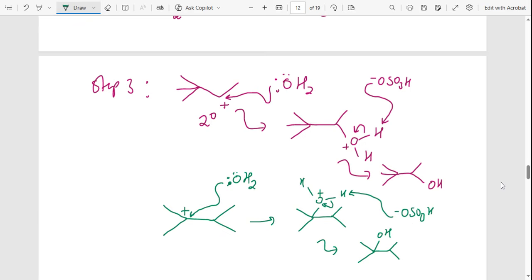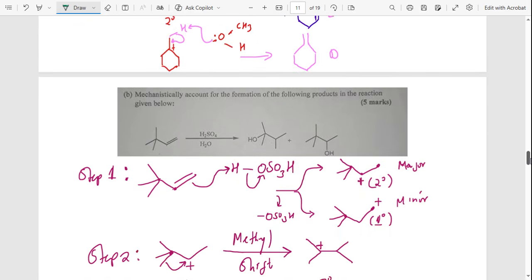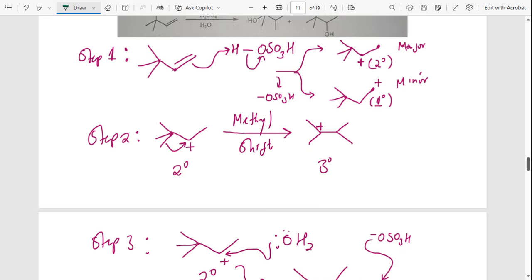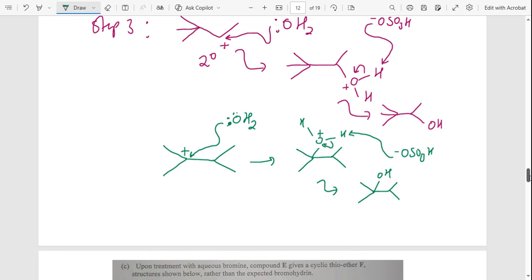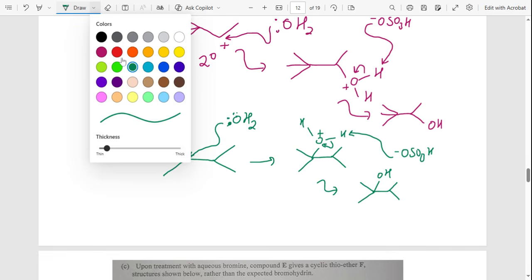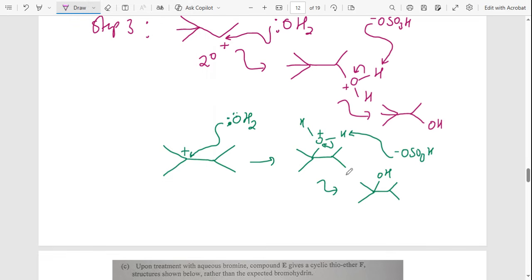So this is another possible product. And those are the two products that you can see. There is this one and there is this one. That is a mechanistic explanation for the two end products. Okay. Do we understand?